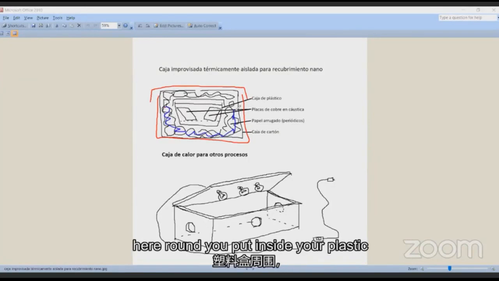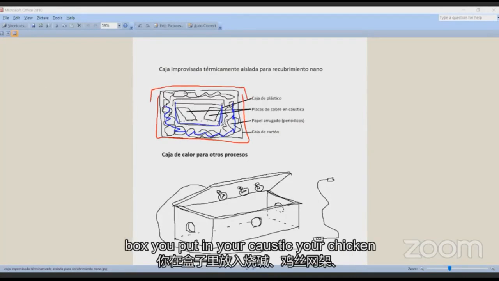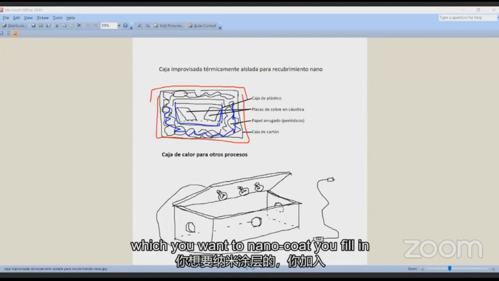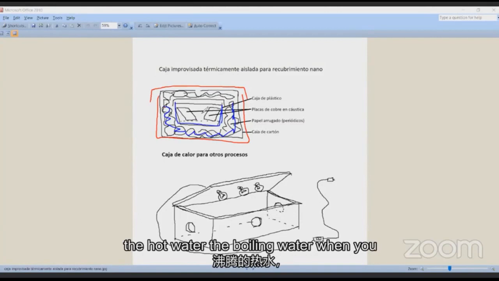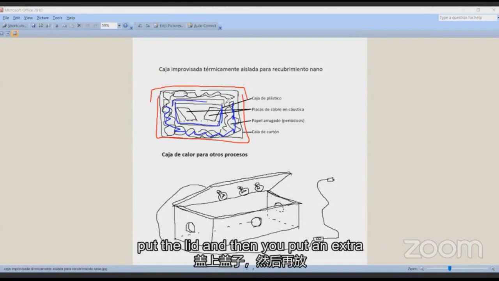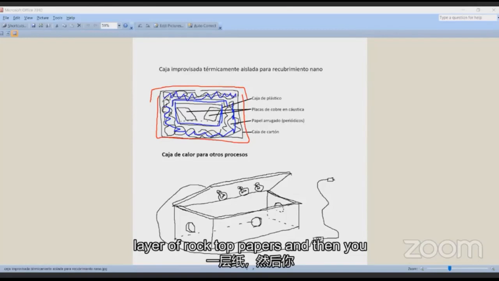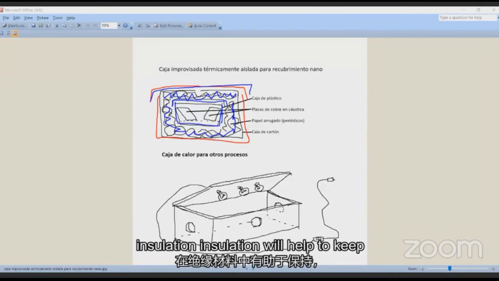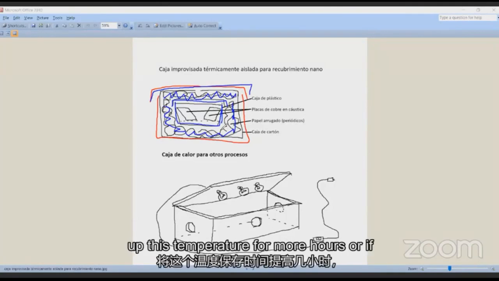You put inside your plastic box, you put in your caustic, your chicken mesh, your copper plates or copper coils which you want to nanocoat. You fill in the hot water, the boiling water, then you put the lid, and then you put an extra layer of wrapped up papers, and then you close the lid. And this thermal insulation will help to keep up this temperature for more hours.